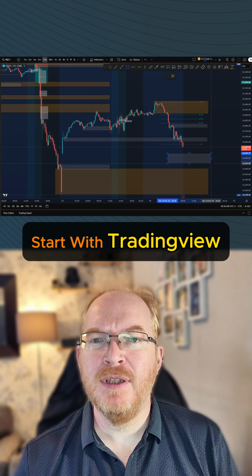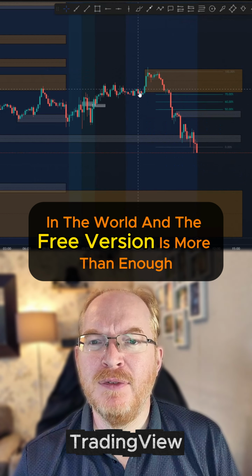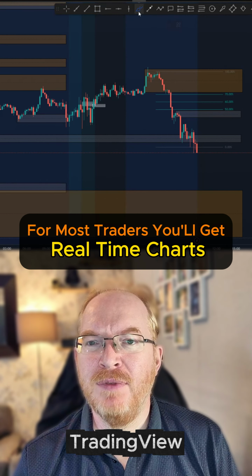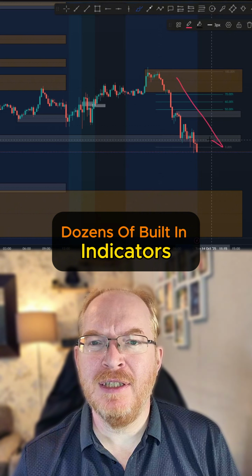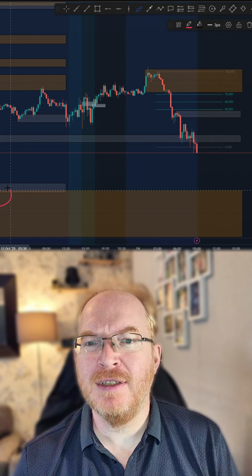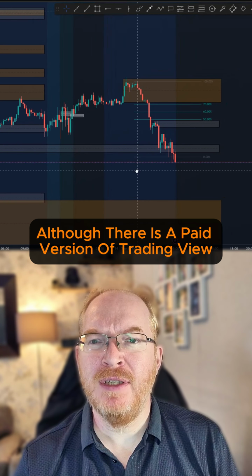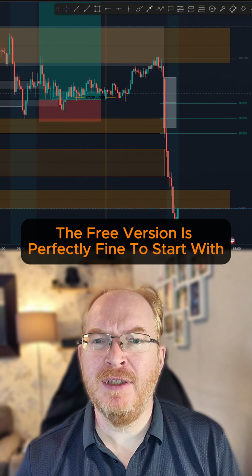Start with TradingView. It's one of the most popular charting platforms in the world, and the free version is more than enough for most traders. You'll get real-time charts, dozens of built-in indicators, custom layouts, alerts and watch lists, access to the community, ideas and scripts. Although there is a paid version of TradingView, the free version is perfectly fine to start with.